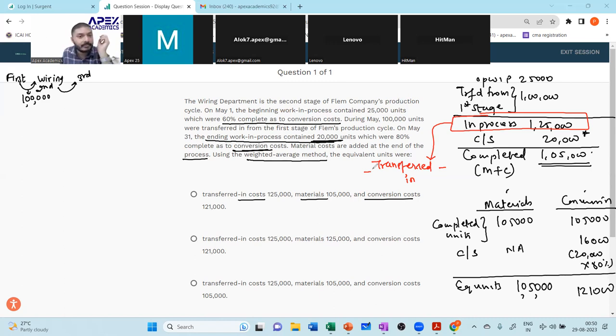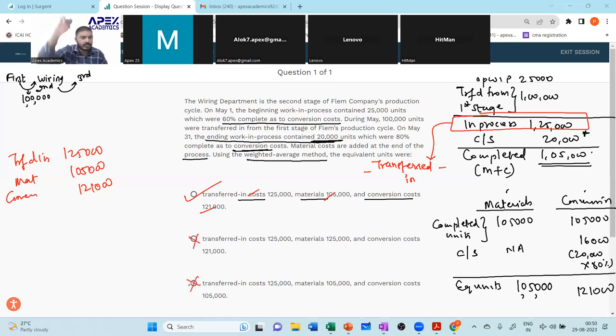So how much is transferred in? 125. How much is materials? 105. And how much is conversion? 121. This is your answer. This is wrong, and the next one is also wrong.